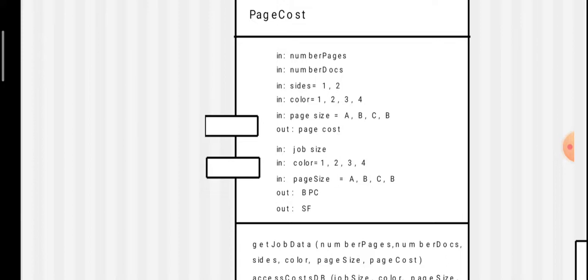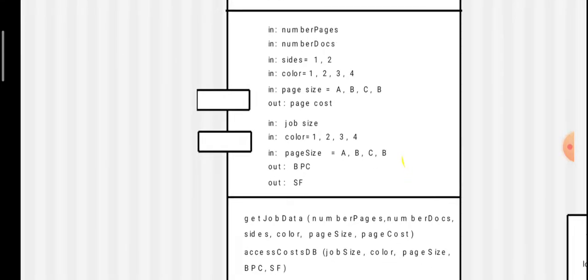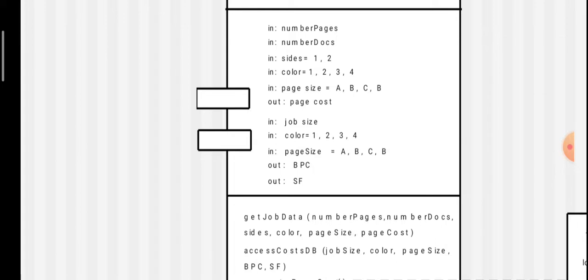And again the input job size, so how long the job will take. Based on the job, how many colors we are going to use, and the page size, it will give the output of base paper cost. So if in a book there are different pages, for example a drawing book, on one side the paper will be very thick and on the other side very thin. In this case BPC is calculated, that is, the base paper cost is calculated.